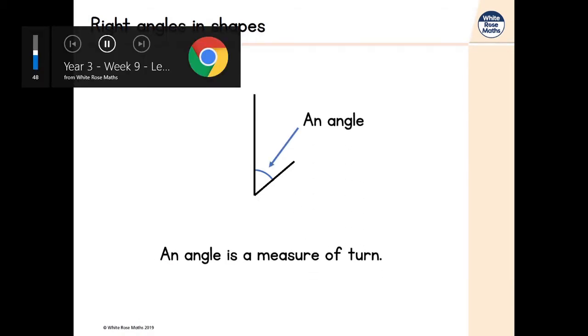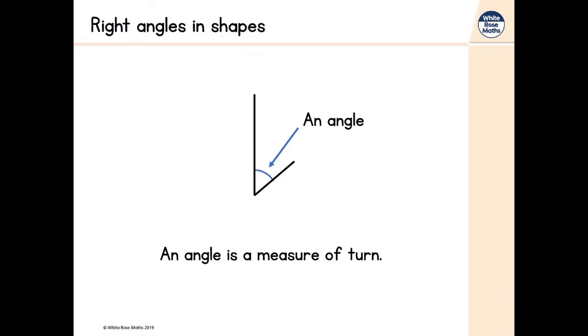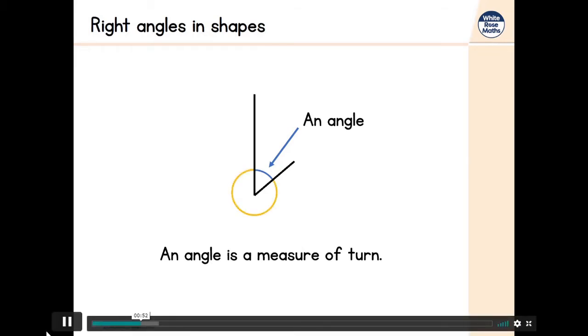So an angle is a measure of turn, a measure of how far two lines have turned away from each other. And we can see that we've got one angle there. Can you see another angle in this drawing? Well, there's another angle there, isn't there, all the way around. You see that the second angle is quite a bit larger than the first angle.